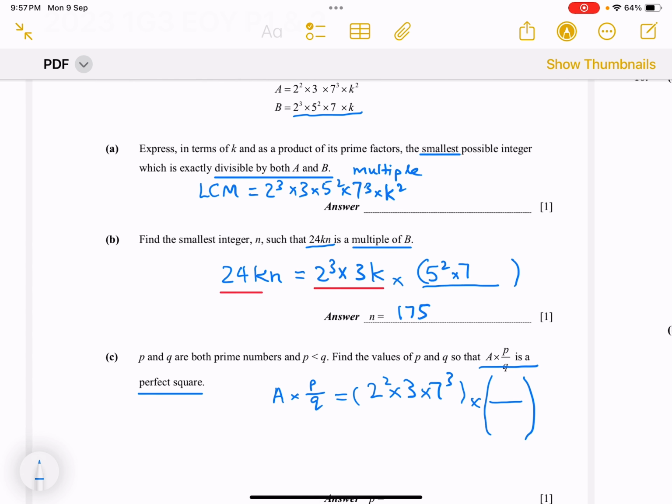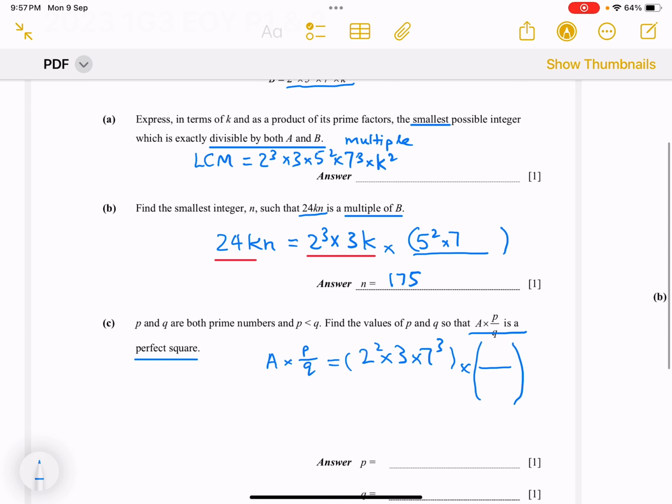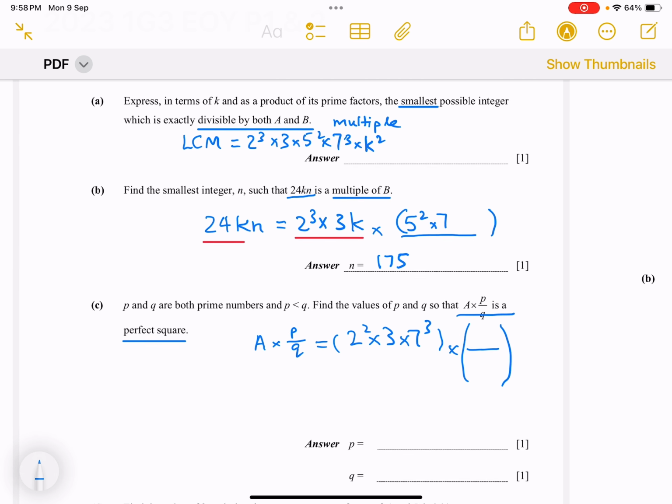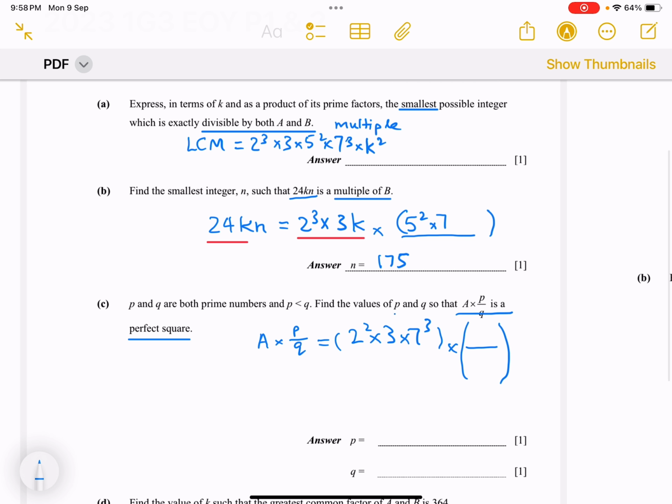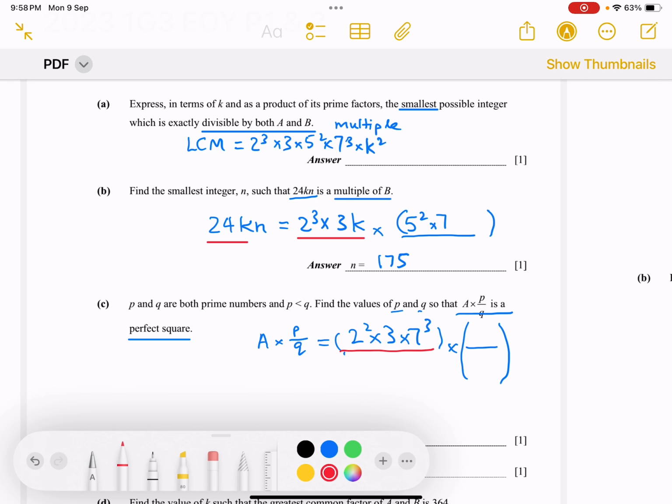Now, next, we have to find two unknowns, P and Q, so that A times P over Q, two numbers, is a square. Now, first, we ask ourselves, what is a square?